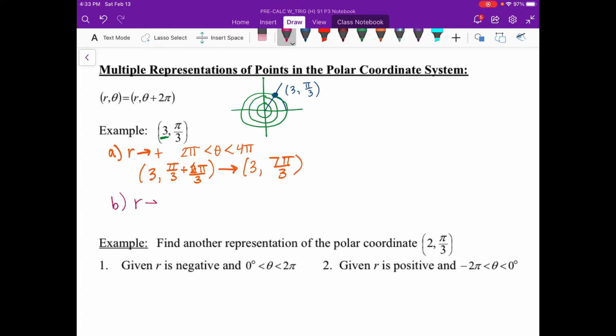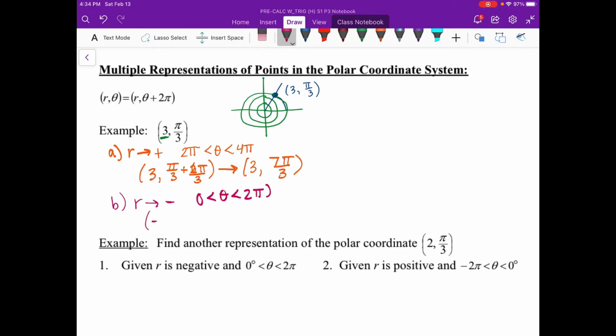Scenario B would be having a negative r this time. Negative means, remember, if you were originally supposed to be here, but in the negative direction, you go halfway the other way and then end up there. So how can I write that as a point so that I end up in the exact same place? This time I want to be just within one rotation.